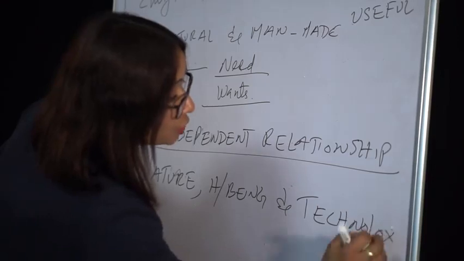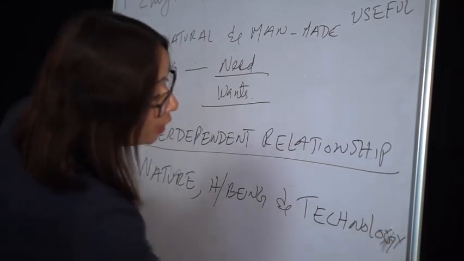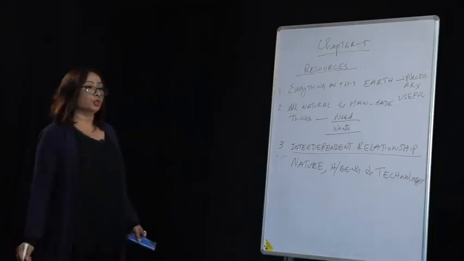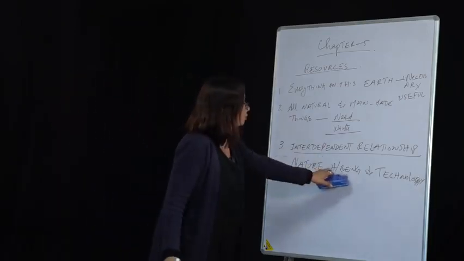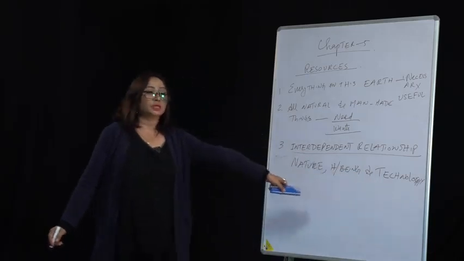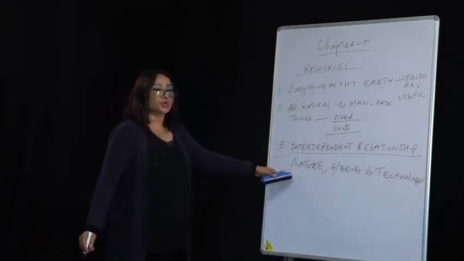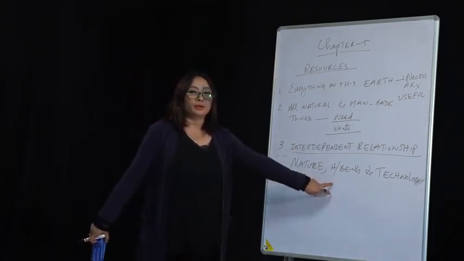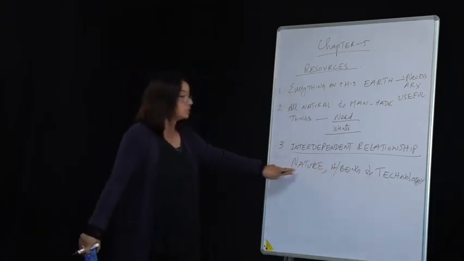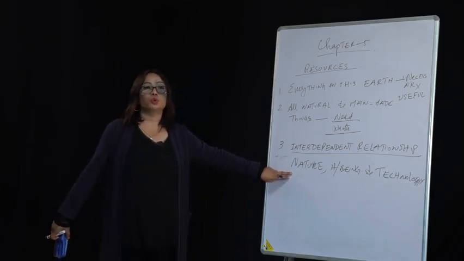There is a close relationship between these three, an interdependent relationship. Why do we say there is a close interdependent relationship between nature, human beings and technology? The reason is that, for example, if nature is there, nature has all the things, but human being is not there, then there will be no technology. The things that are there in nature will be of no use.